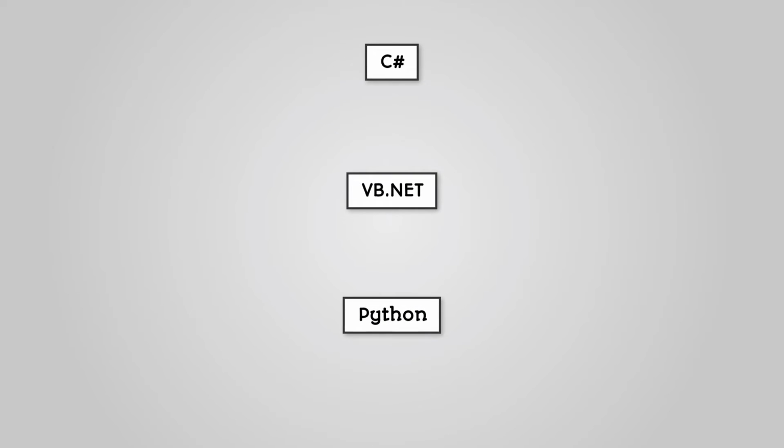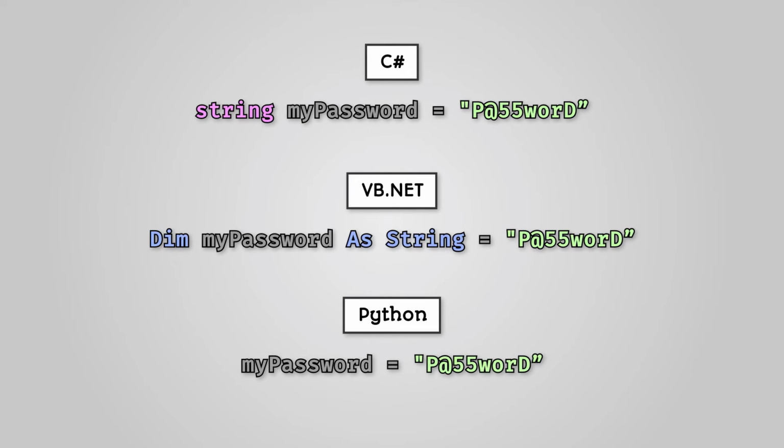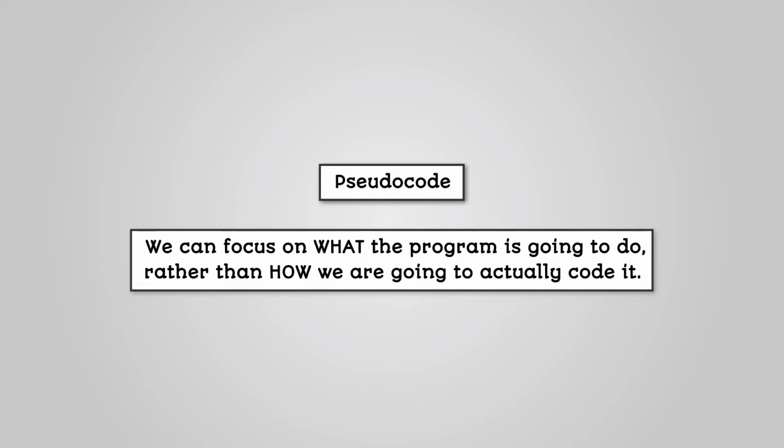To write this code in C#, VB.NET and Python, we would need to write the following. You will see that although we are doing exactly the same thing, each language does it differently. This is where pseudocode is incredibly important, because it means we can focus on what the program is going to do rather than how we are going to actually code it.